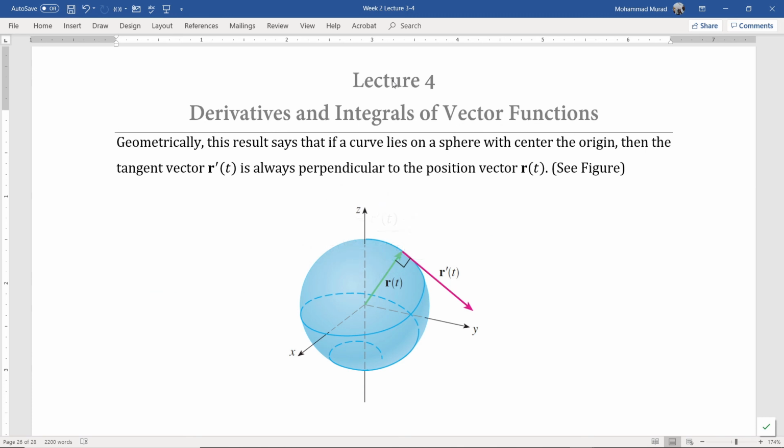Geometrically, this result says that if a curve lies on a sphere with the center at the origin, then the tangent vector R prime is always perpendicular to the position vector R, as shown in the figure.